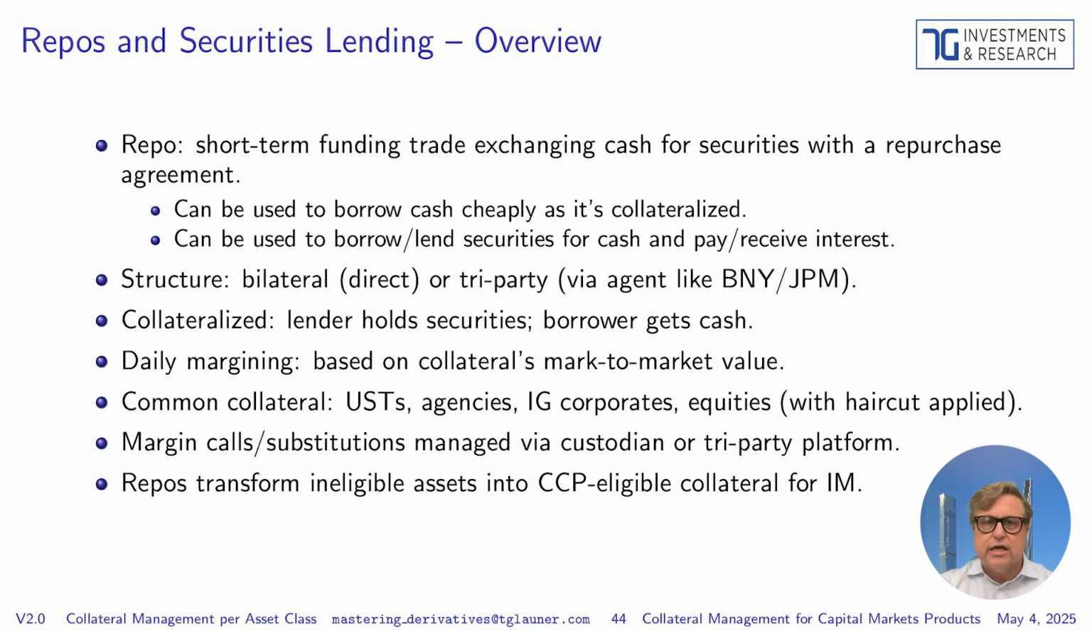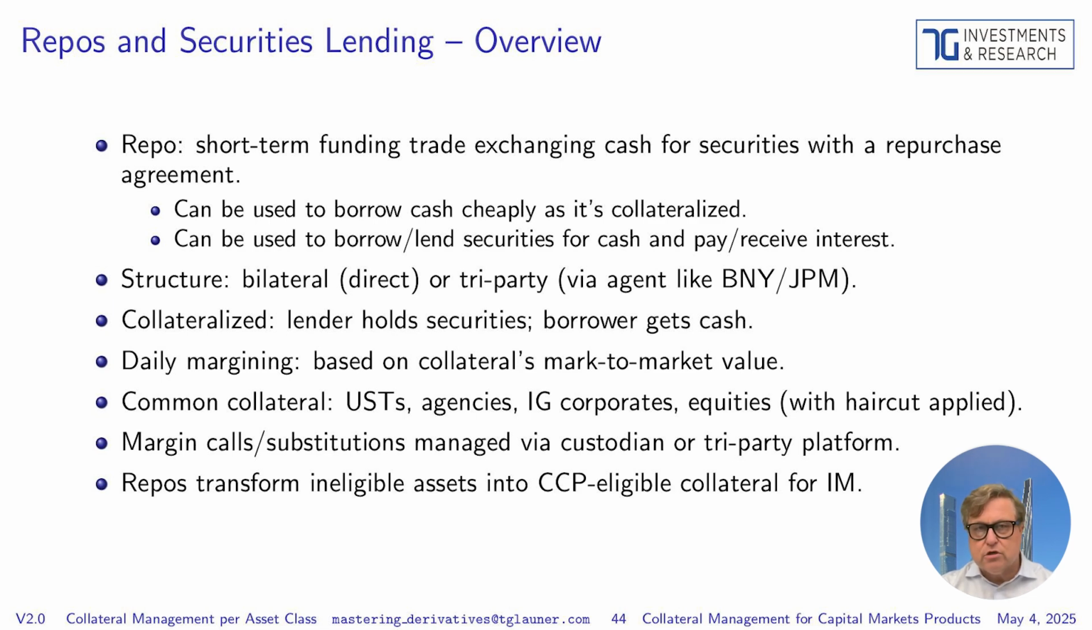These transactions can be structured either bilaterally, which means directly between two parties, or through a tri-party arrangement involving an agent like Bank of New York Mellon or JP Morgan. In these deals, the lender holds the securities as collateral while the borrower receives the cash. Daily margining occurs based on the mark-to-market value of the collateral, typically settled on the same day.